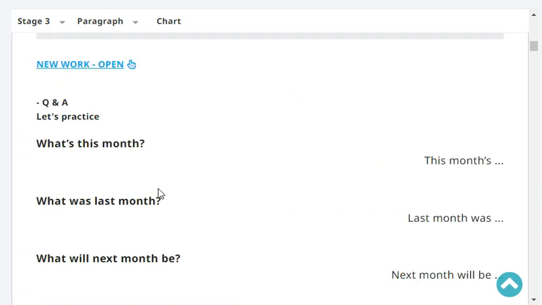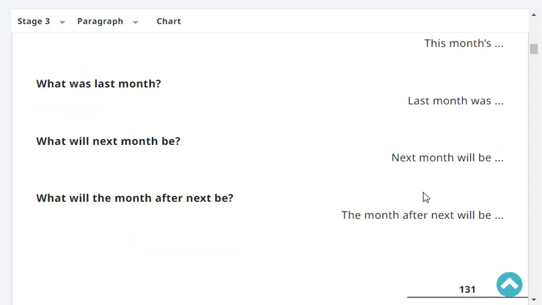This month's November. Very good. What was last month? Last month was October. What will next month be? Next month will be December.